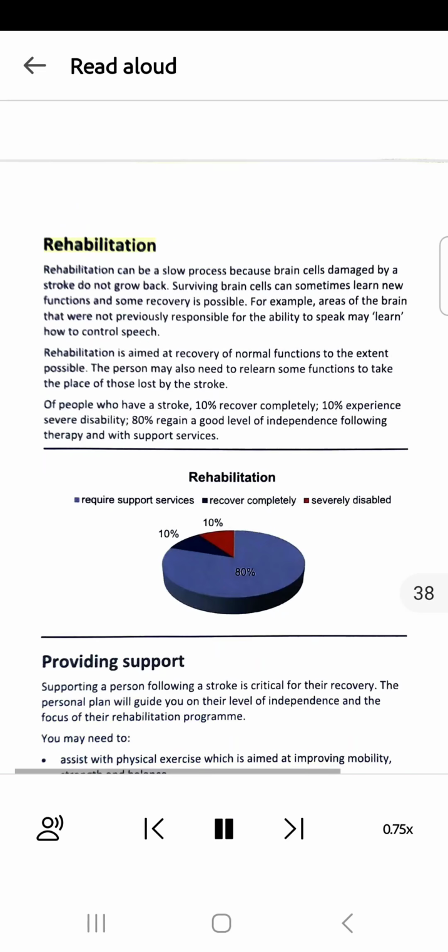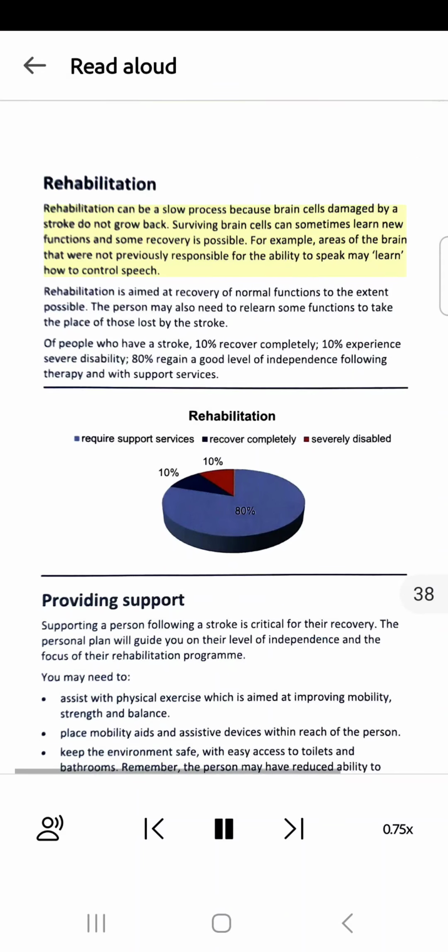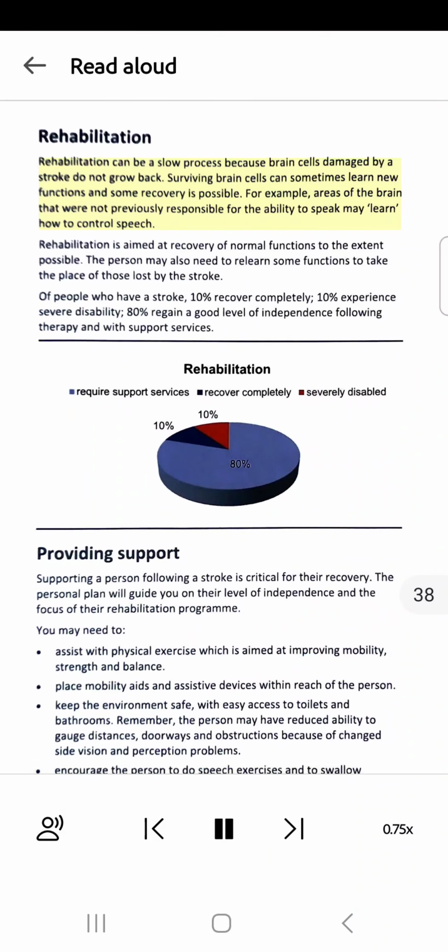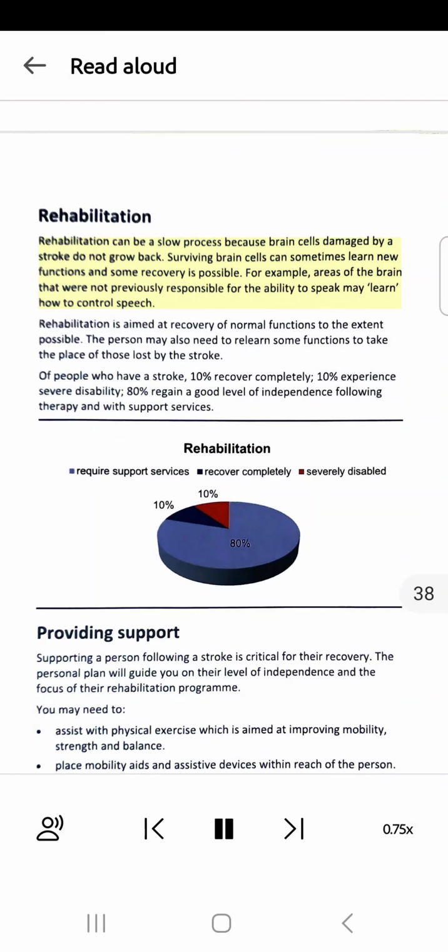34. Rehabilitation. Rehabilitation can be a slow process because brain cells damaged by a stroke do not grow back. Surviving brain cells can sometimes learn new functions and some recovery is possible. For example, areas of the brain that were not previously responsible for the ability to speak may learn how to control speech. Rehabilitation is aimed at recovery of normal functions to the extent possible. The person may also need to relearn some functions to take the place of those lost by the stroke.